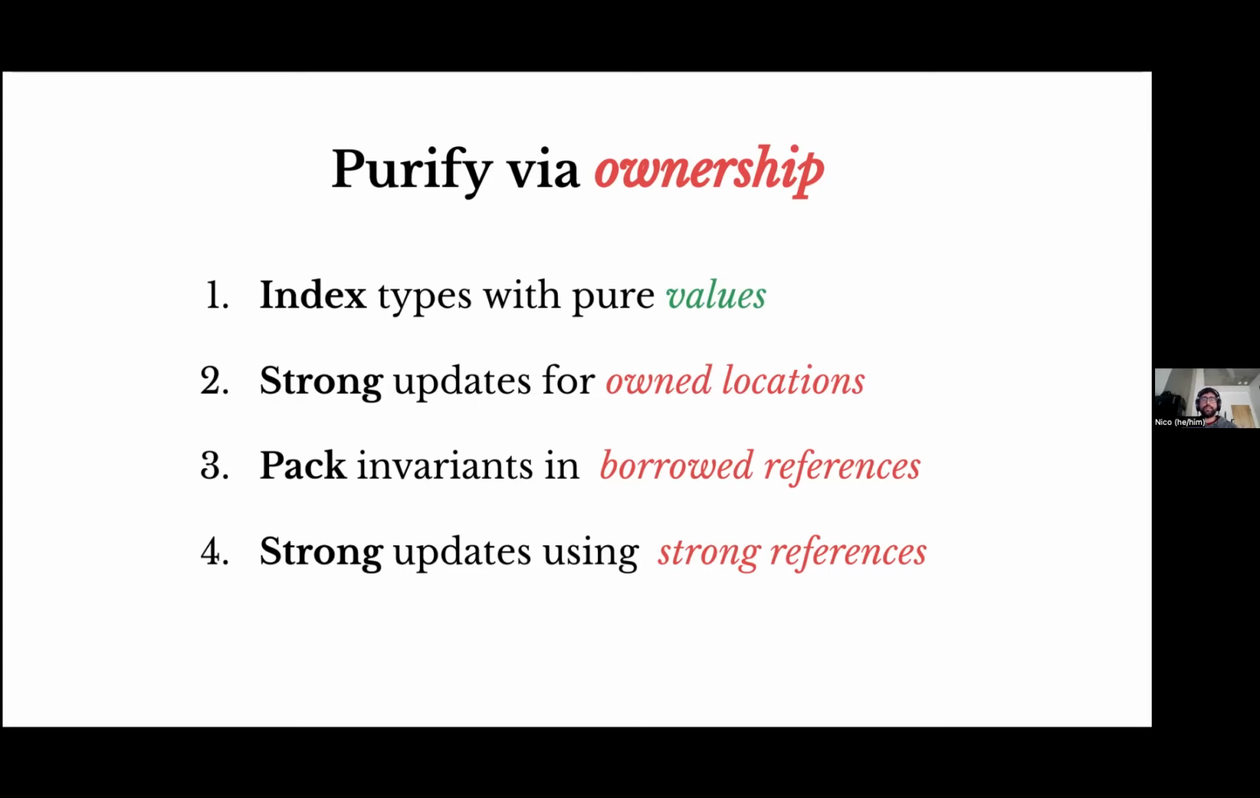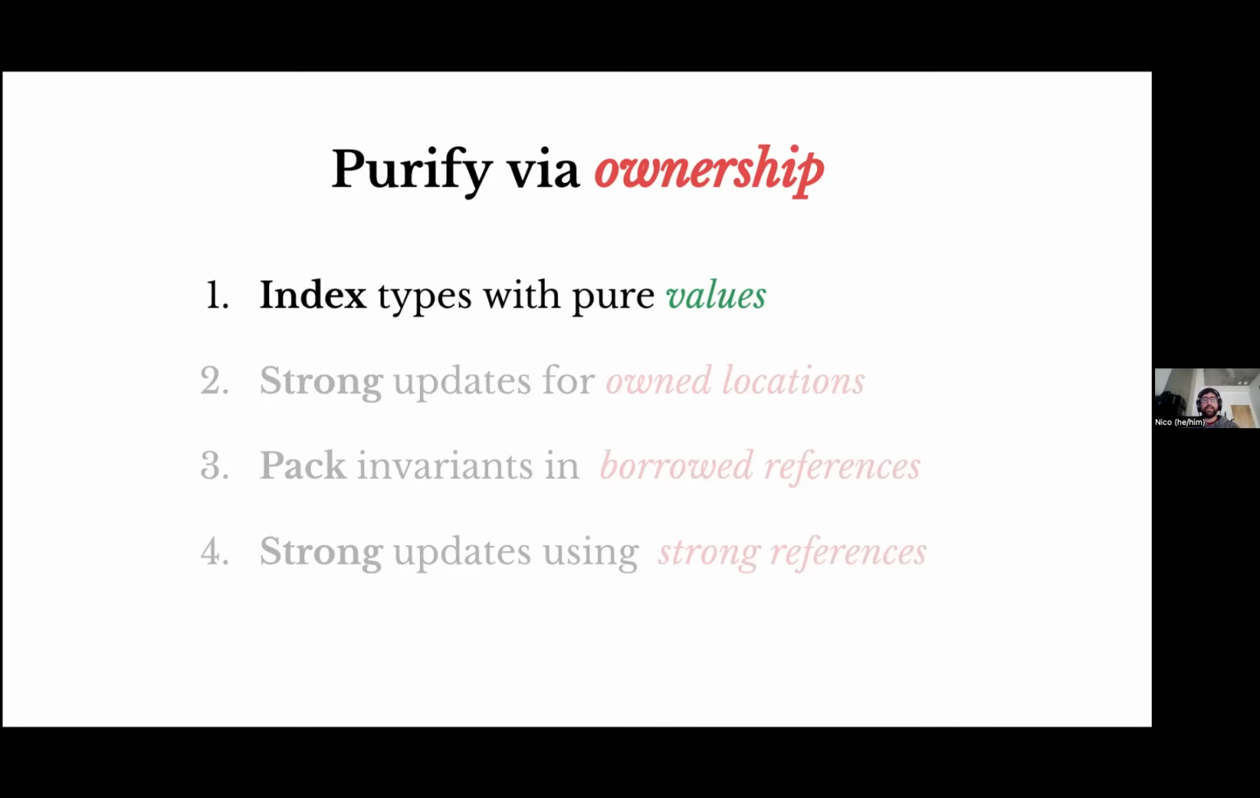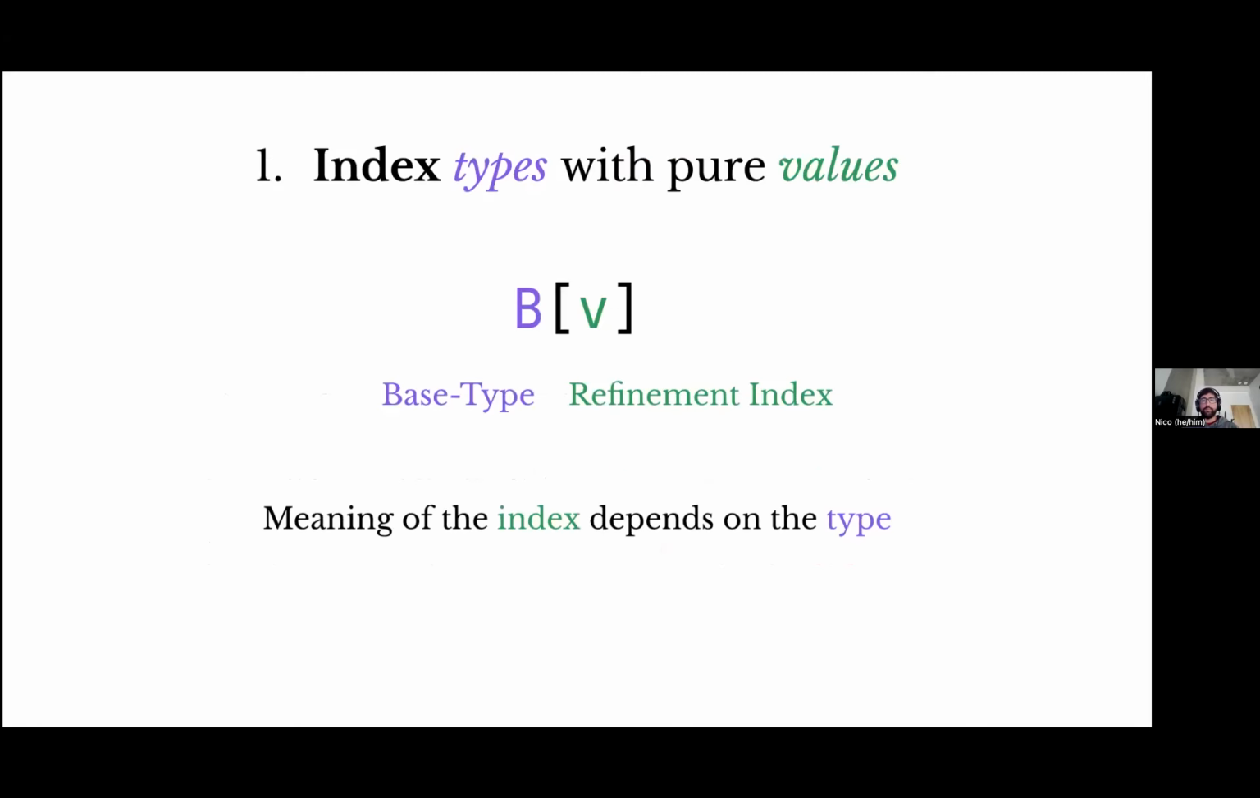But then we realize that this is not enough, so we add a new ownership mechanism that records some references, and I'm going to go over this in detail now. So let's start by indexing types. In Flux, an indexed type allows you to attach a refinement index, or pure value, to a type, and the meaning of this index depends on the value.